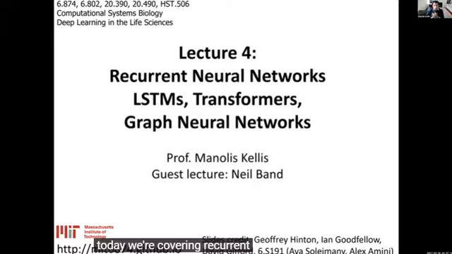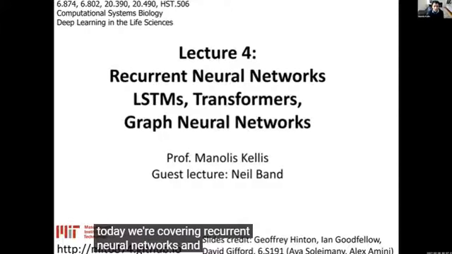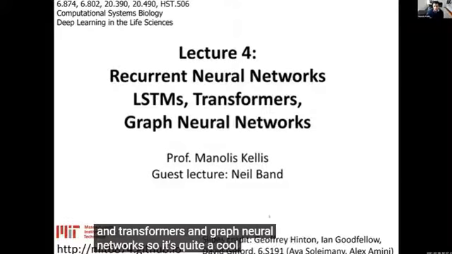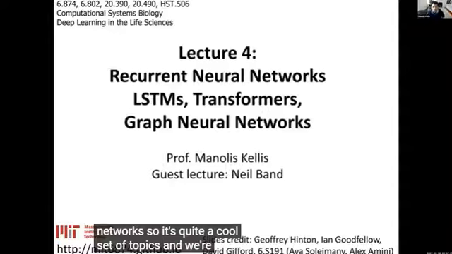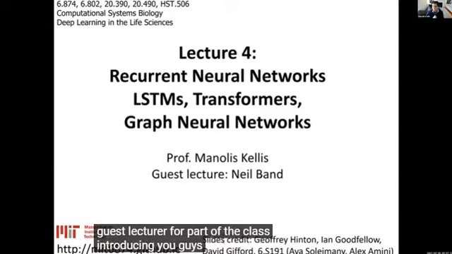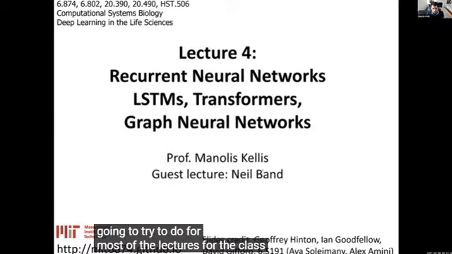Today we're covering recurrent neural networks and long short-term memory modules and transformers and graph neural networks. So it's quite a cool set of topics, and we're going to have a guest lecturer for part of the class, introducing you guys to the concept of partial guest lectures, which we're going to try to do for most of the lectures for the class.